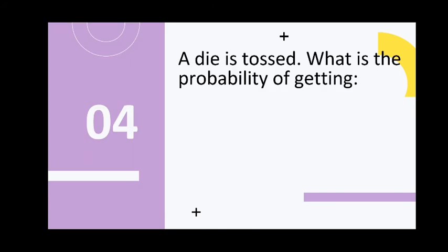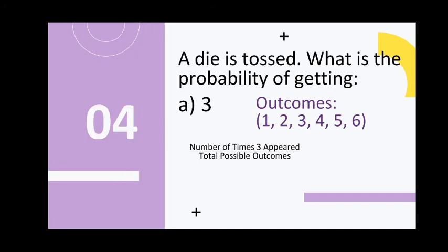Example number 4. A die is tossed. What is the probability of getting a number 3? Para malaman natin ang probability of getting a number 3, we should use this. Number of times 3 appeared over the total possible outcomes. Ito yung possible outcomes natin kapag nag-toss tayo ng isang die.